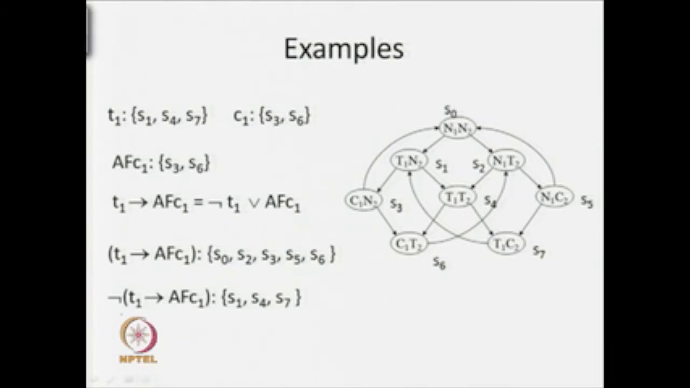So, what is not of these things? Already I have said that if phi is true in some state, then not of phi will be true in the total state space minus the set of states where phi is true. Since this particular formula is true in S0, S2, S3, S5 and S6, not of T1 implies AFC1 will be true in S1, S4, S7. These are the three states S1, S4, S7.